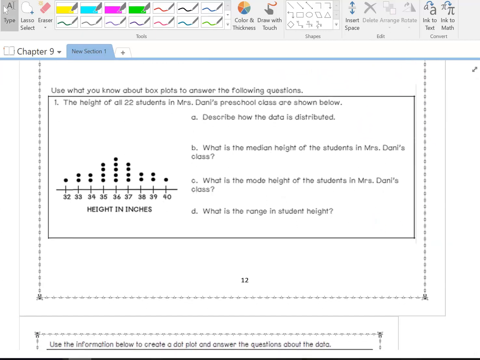So use what you know about the dot plots and box plots to answer the following questions. The heights of all 22 students in Mrs. Danny's preschool class are shown below. So 22 is our total. It says describe how the data is distributed. If we notice that we have 1, 2, 2, 1, 2, 2, 4, 4, and then 5, then this is a symmetric data piece.